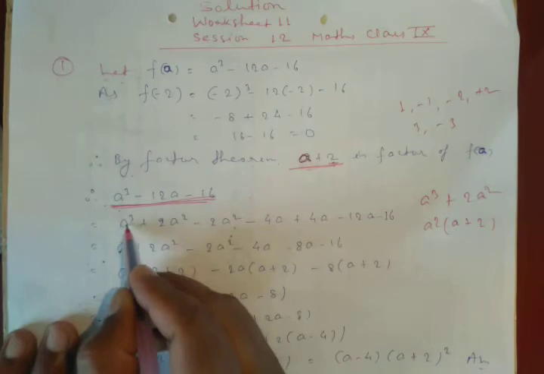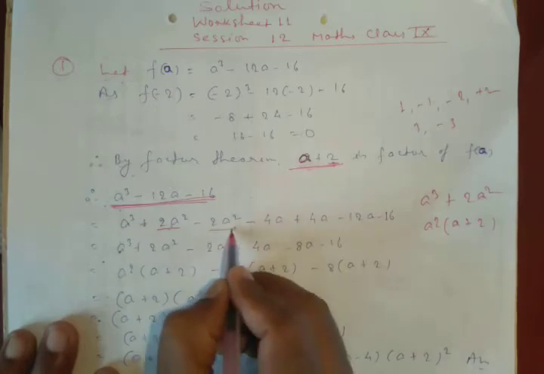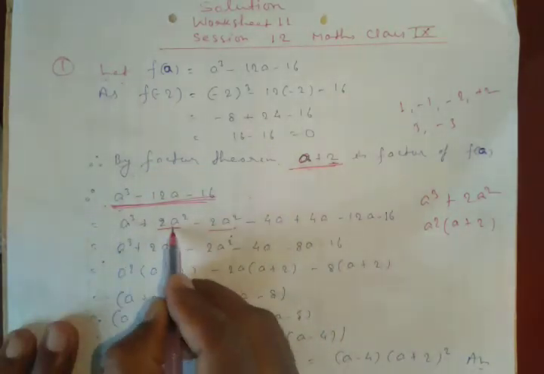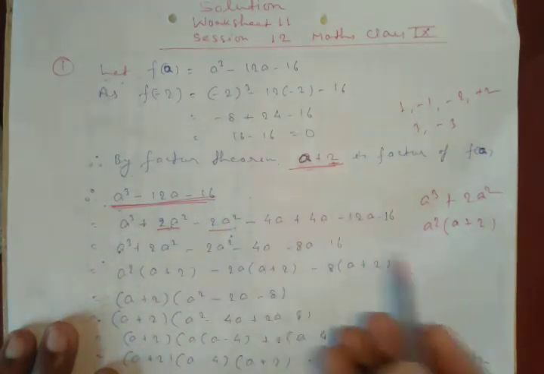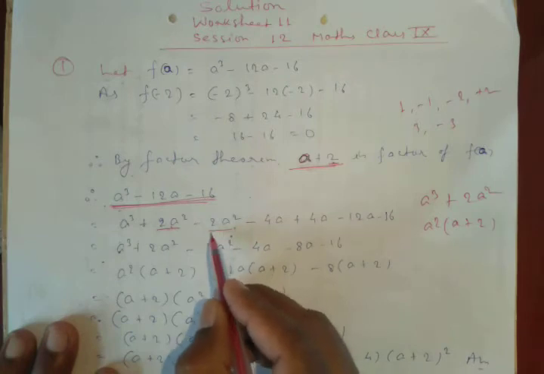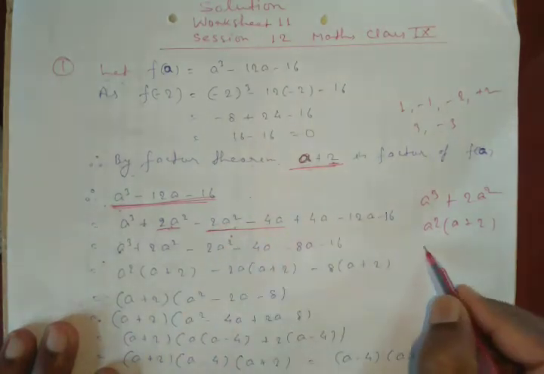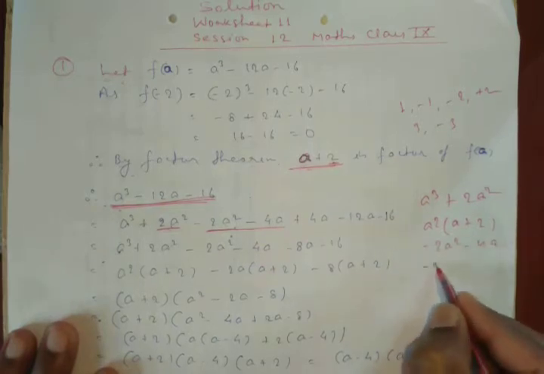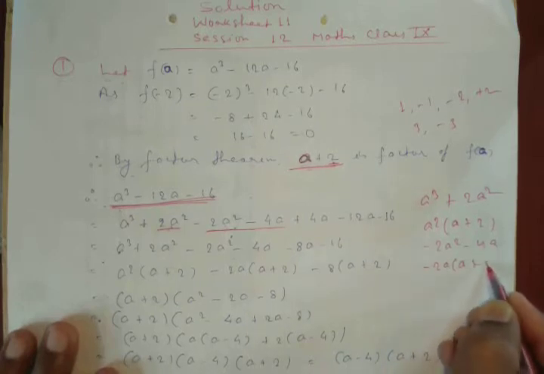So here I have written a cube plus 2a square. I have added 2a square, and I have also subtracted 2a square, so that the value will not change. So a cube plus 2a square minus 2a square, and then I have written minus 4a. Why minus 4a? Because if you take minus 2a common from minus 2a square minus 4a, then it will be a plus 2.